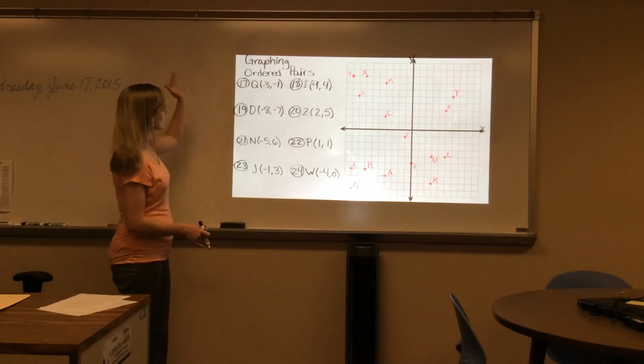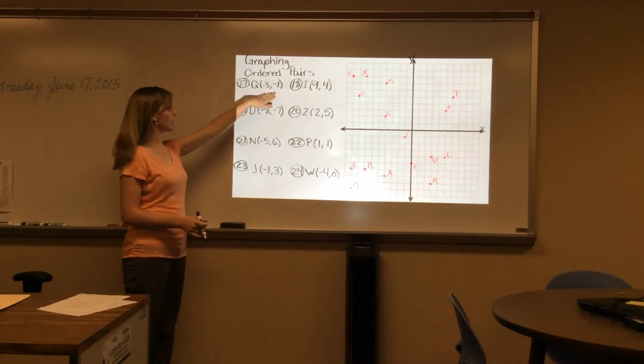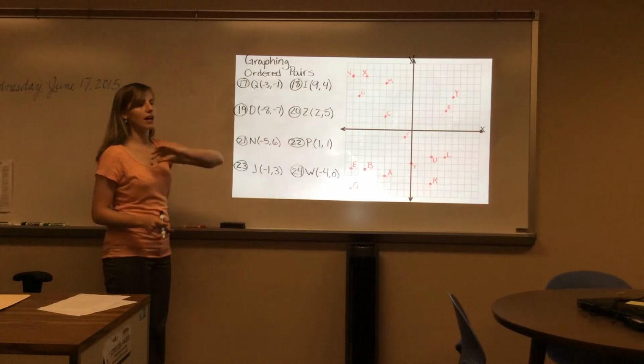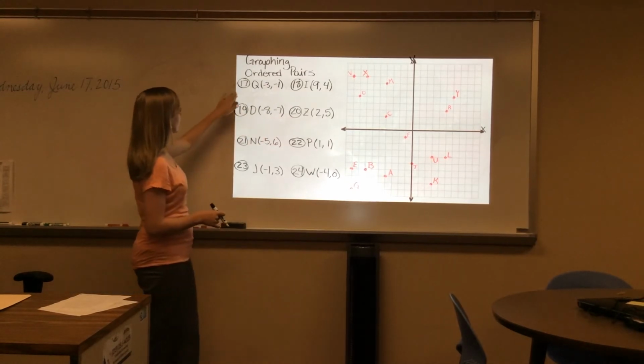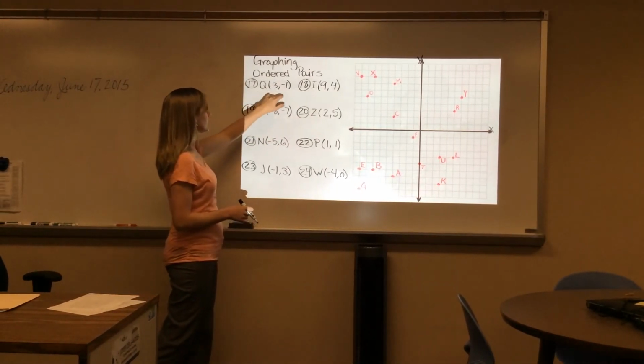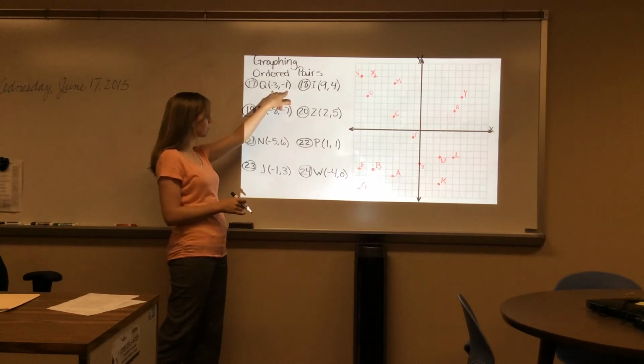For our last section, you are given the letter and the coordinates. You then have to plot the point yourself. So let's take a look at number 17. Our point is Q. The coordinates are -3, -1.